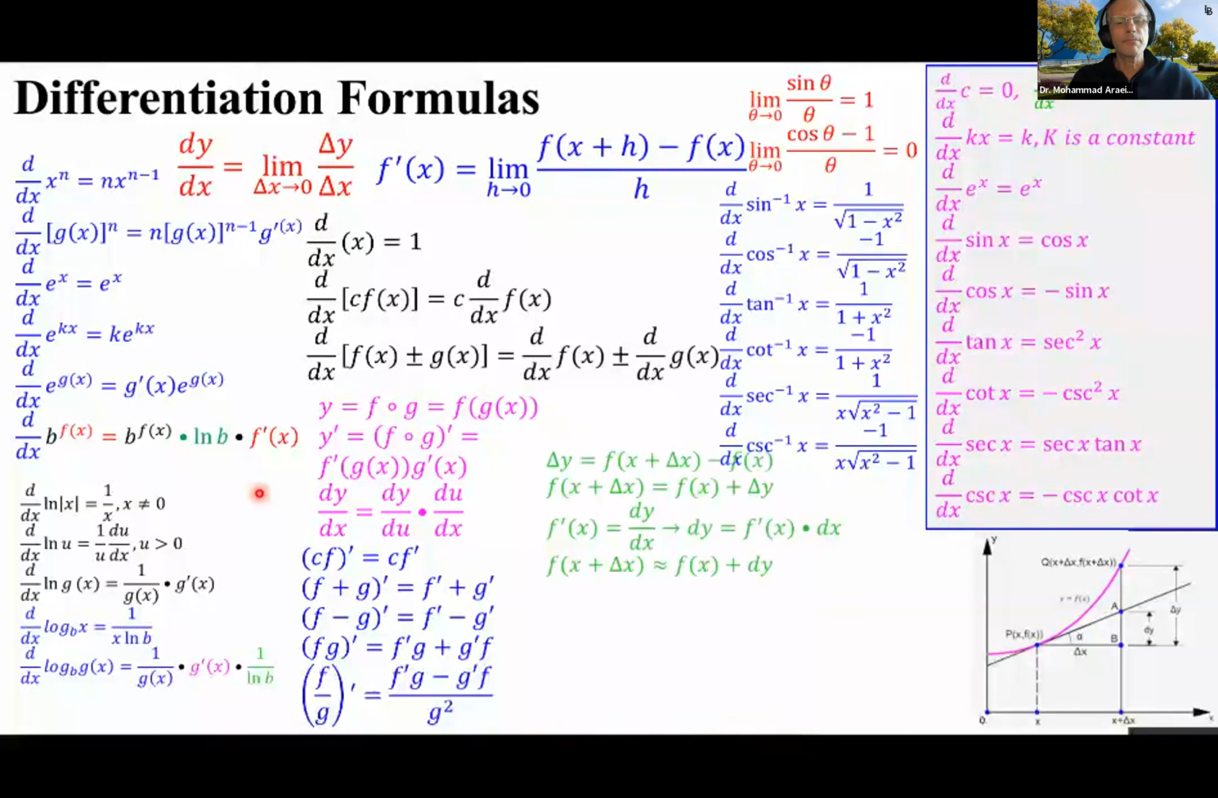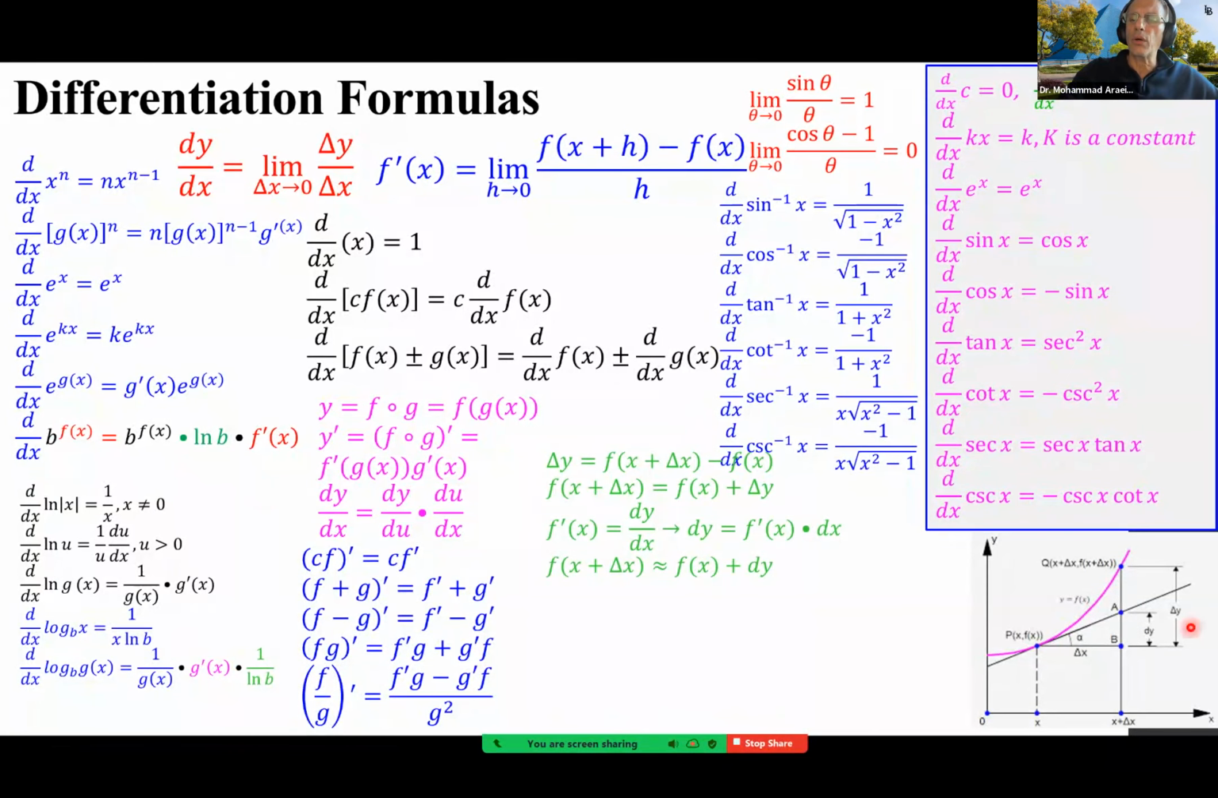We added delta y by definition is f of x plus delta x minus f of x, and dy by definition is f prime of x dx. Delta y is the change in y along the curve, dy is the change in y along the tangent line, and dy can approximate it.